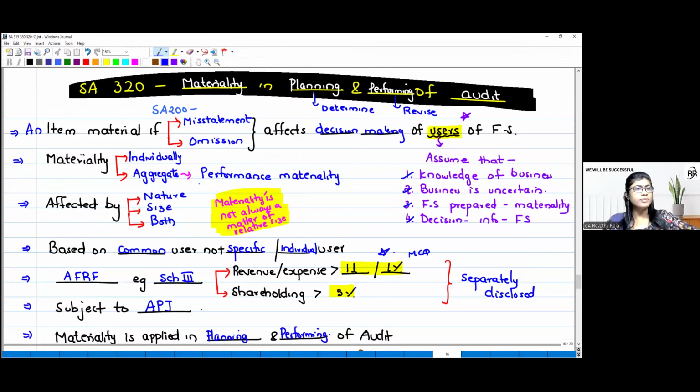From this, mainly they can ask you descriptive questions on what the auditor assumes about users. Then some MCQ from this: materiality is not always... Then MCQ from this: 1 lakh, 1%, 5%. Yeah, these are the main things.